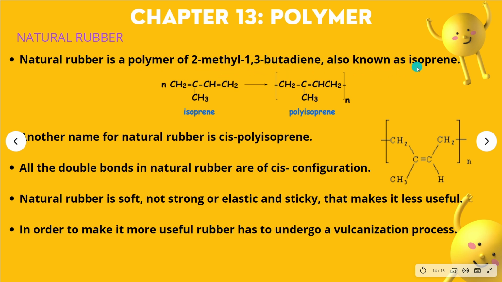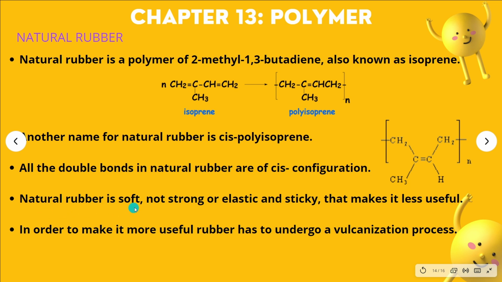2-methyl-1,3-butadiene, also known as isoprene. This is the monomer, which is called isoprene. This is the polymer, which we call polyisoprene. Another name for natural rubber is cis-polyisoprene. All the double bonds in natural rubber are in the cis configuration.